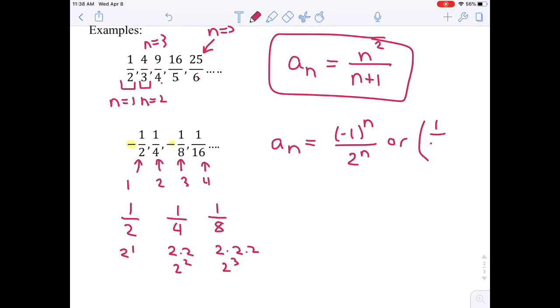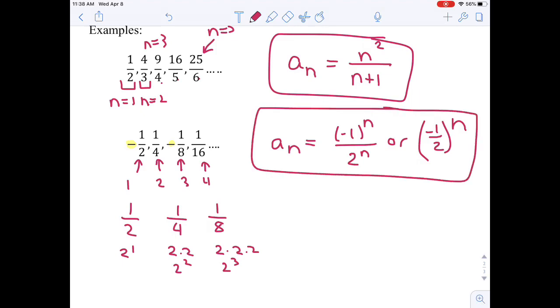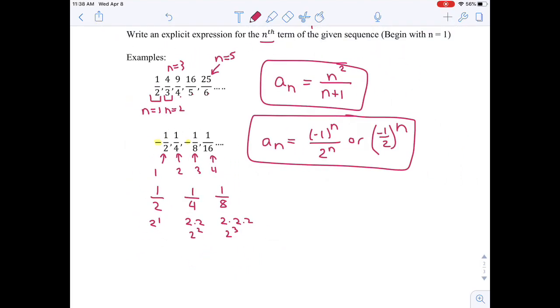Or I could write this as -1 over 2, and raise this all to the n. So if I plug a 1 in there, it does give me -1/2. Plug a 2 in there, it gives a positive, and the bottom becomes 4. Plug a 3 in there. Okay, -1/2 times -1/2 times -1/2 would be -1/8. So either of these can be used to find the nth term.